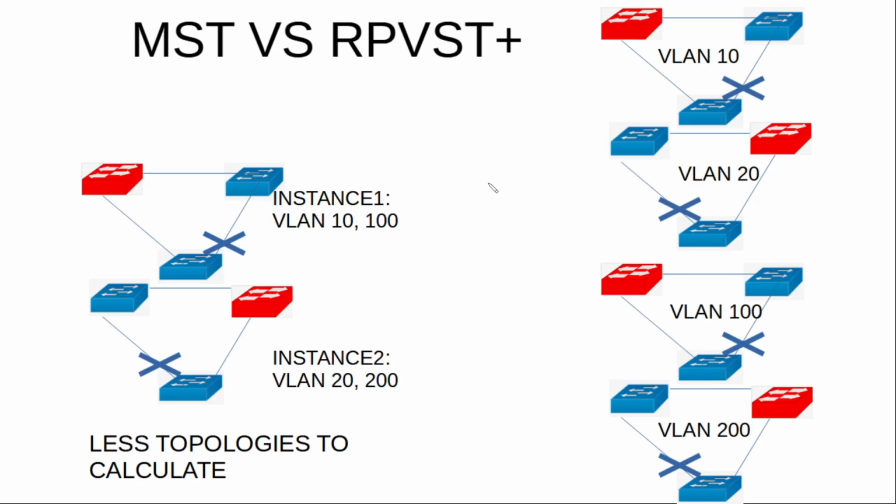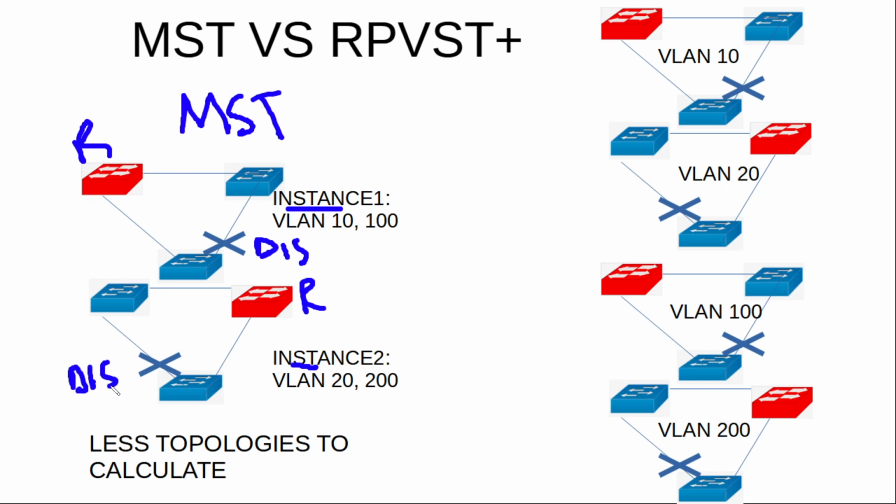So if we wanted to compare how multiple spanning tree compares with Cisco rapid per VLAN spanning tree protocol plus, we will see this. MST offers us the possibility to create instances. So in this case, I will create this instance where this is the root bridge and this is a discarding port, and I can create another instance where this is the root bridge and this is the discarding port for the same physical topology. In this case, I only have 2 topologies to calculate if everything goes wrong.